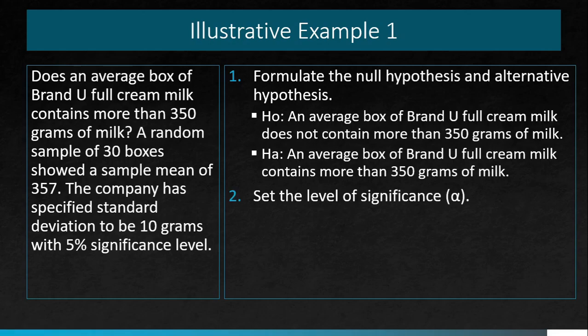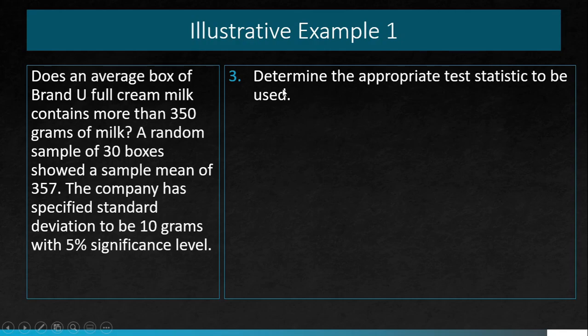So step 2, we will now set the level of significance. Technically, the level of significance is given. It's 5%, so we'll have an alpha level of 0.05. Next, we will determine the appropriate test statistic to be used. So here are our parameters. Population standard deviation is known. It's given here, it states that the company has specified that the standard deviation is 10 grams.